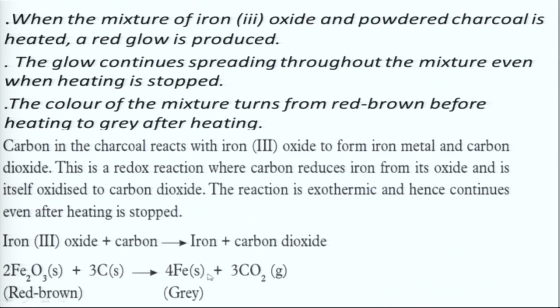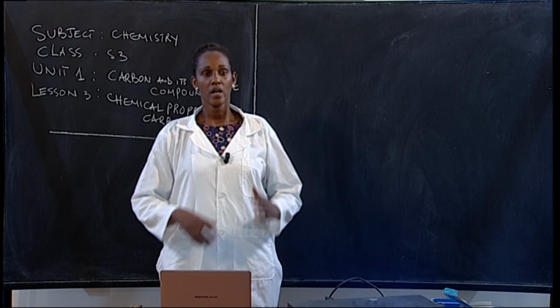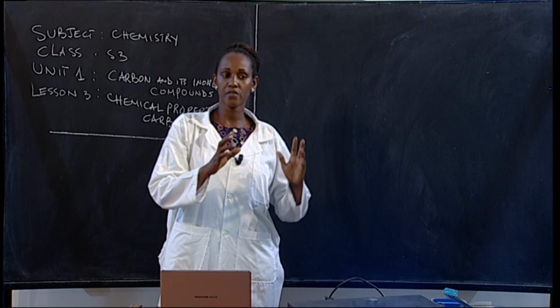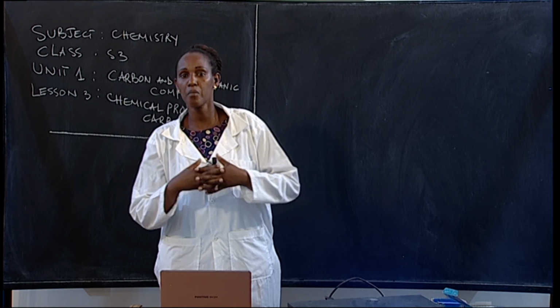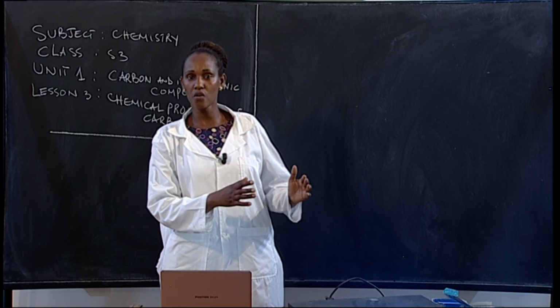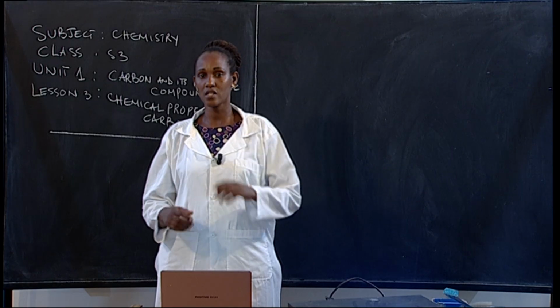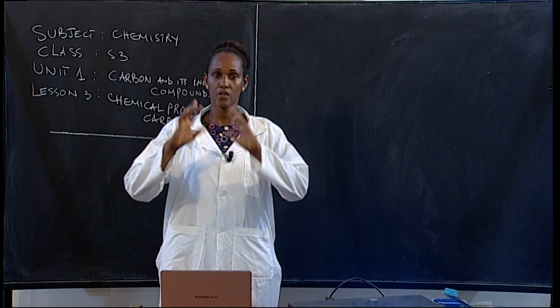So there, the red-brown color of iron 3 oxide turns gray. Carbon dioxide we don't look at, because it's just a gas that is liberated or given off. So in brief, when iron 3 oxide reacts with carbon, we form iron plus carbon dioxide. The color turns from red-brown of iron 3 oxide to iron, which is gray in color, and some carbon dioxide that is liberated or given off.